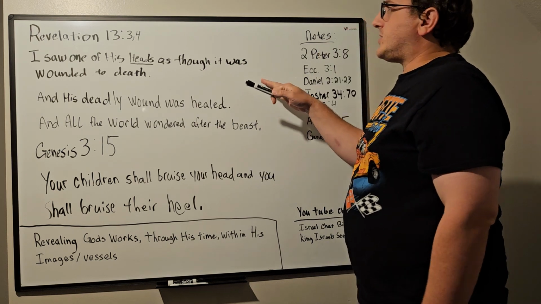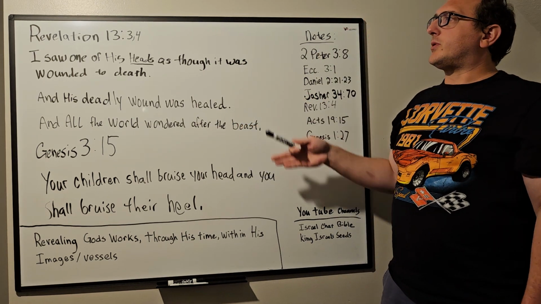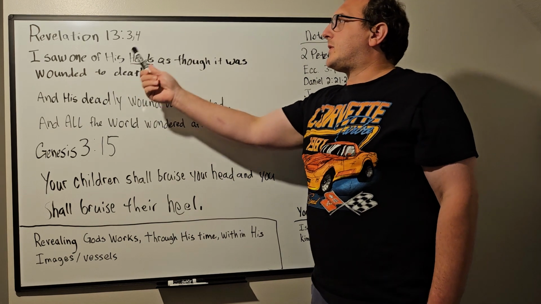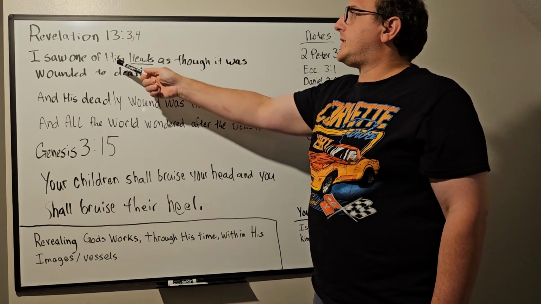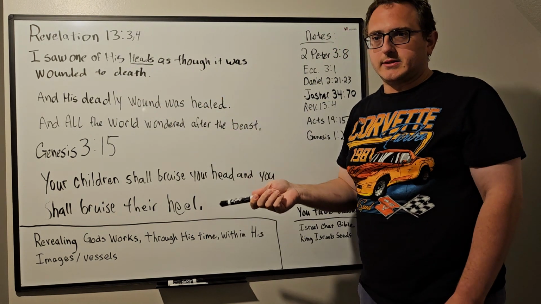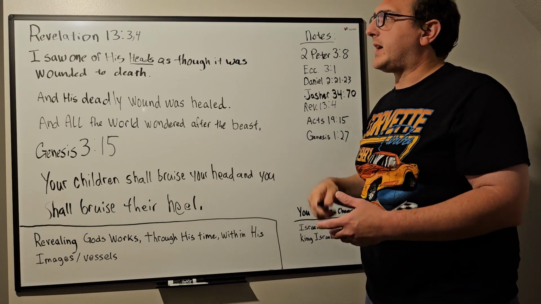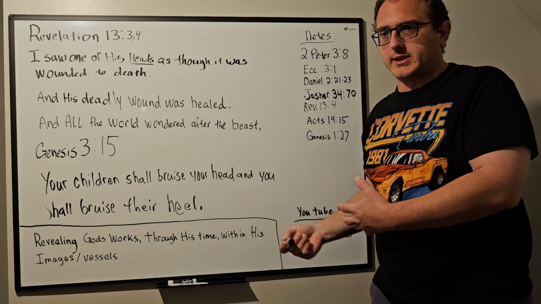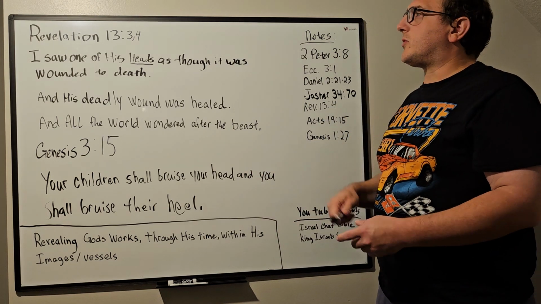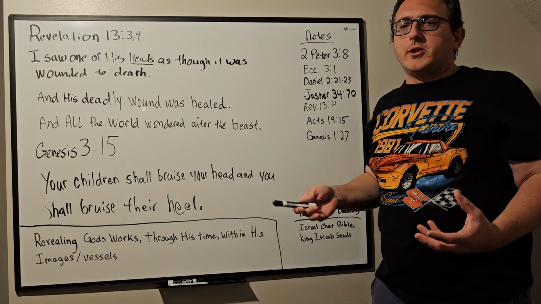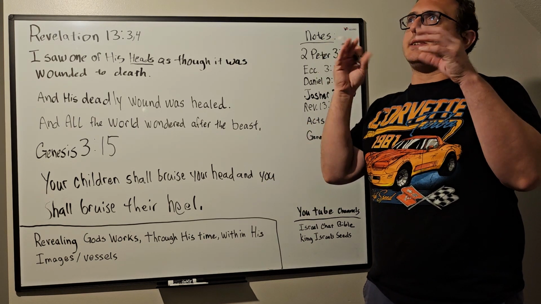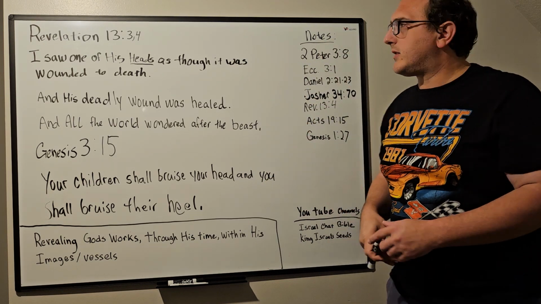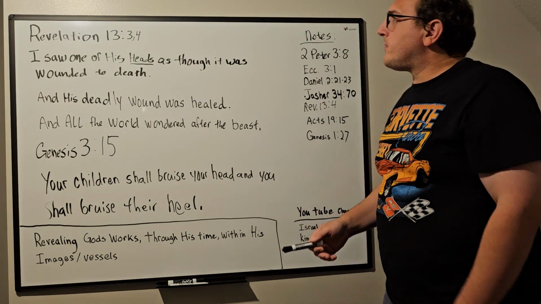So again, the question may be, well, what's this point? Well, the point is, in Revelation, I saw one of his. Who's his? It talks about a beast, but we have to understand this is a decoding. So there's no beast that's going to appear in our world that's going to look like a 7-head creature. Okay? So let's get that straight.